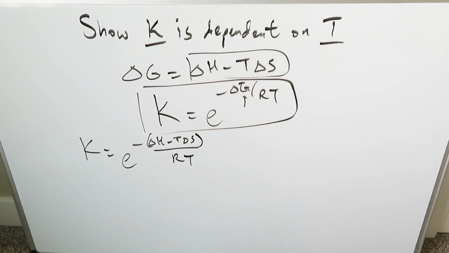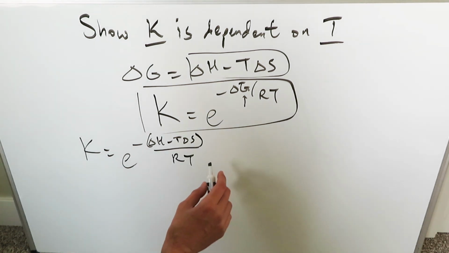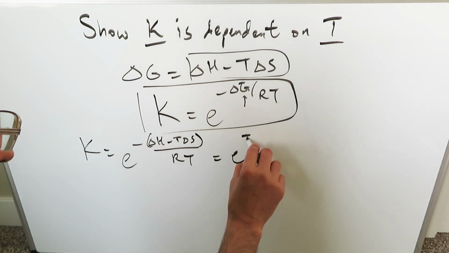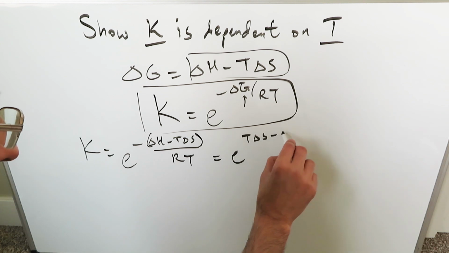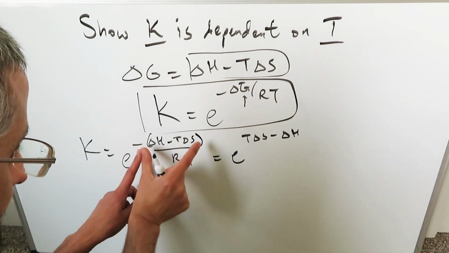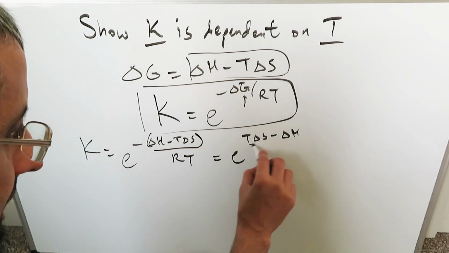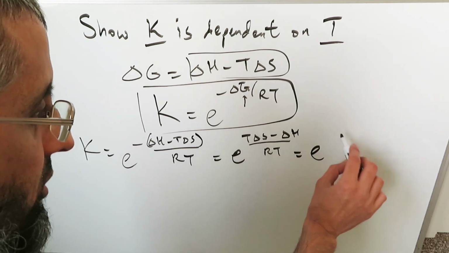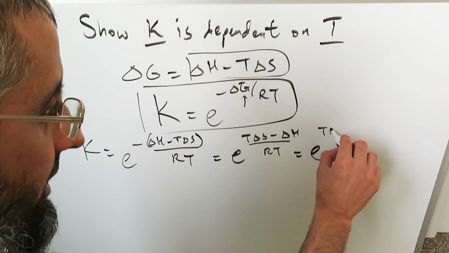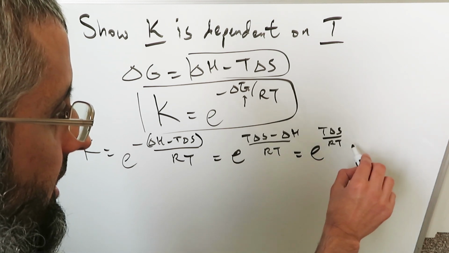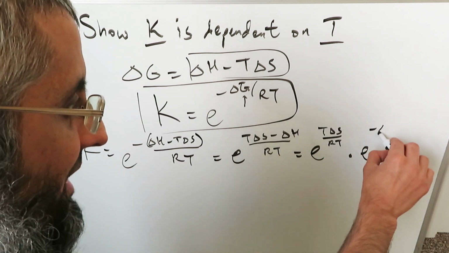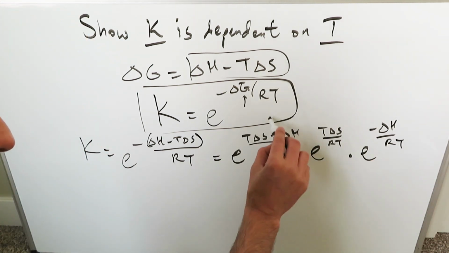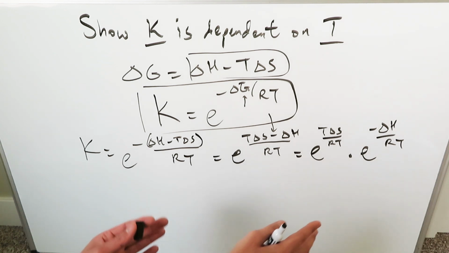What we do here is modify this using laws of exponents. Prior to that, distribute this minus across. I have e to the power of (T delta S minus delta H). You see the minus impacts everything in the parentheses and it flips things around, divided by RT. Modified some more, this is equal to e to the power of T delta S divided by RT times e to the power of minus delta H over RT. What have I done? I've separated this first across the minus, then into individual exponents.